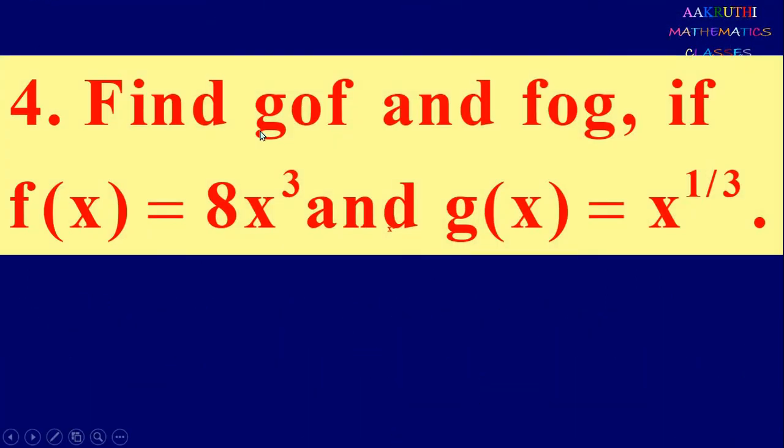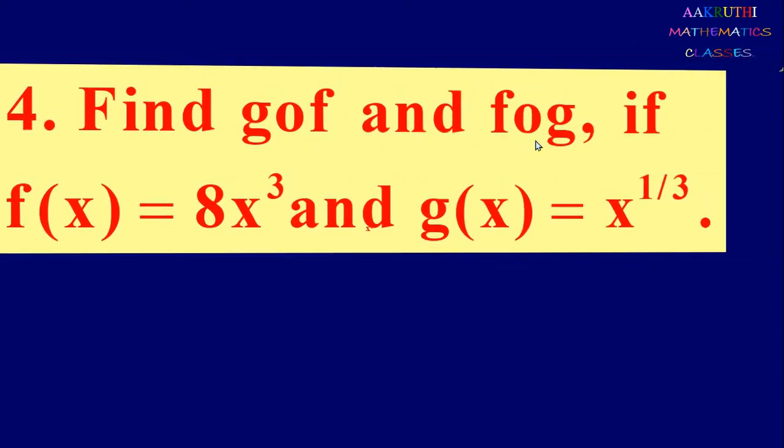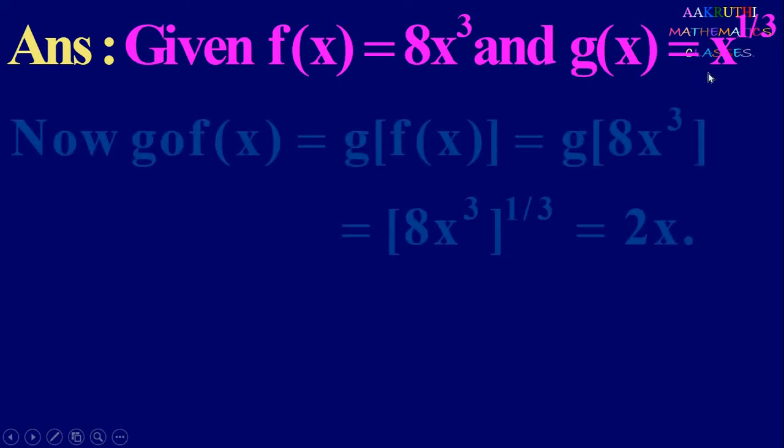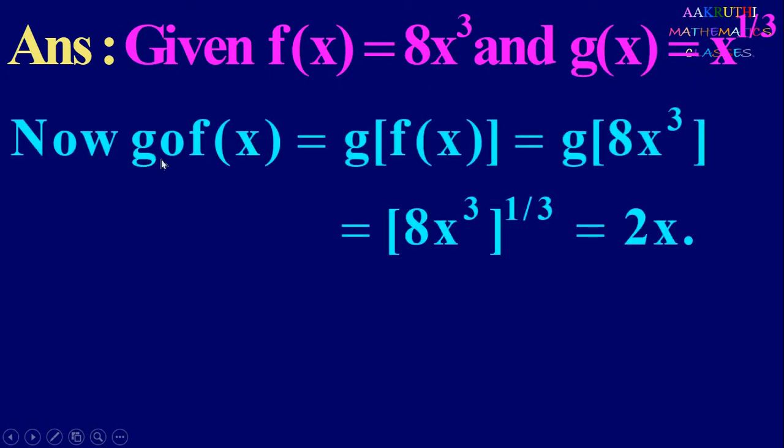The next problem, find g composite f and f composite g if f of x is 8x cube and g of x is x to the power 1 by 3. Now here f of x is 8x cube and g of x is x to the power 1 by 3. You have to find g composite f and f composite g. Now first we find g composite f of x.